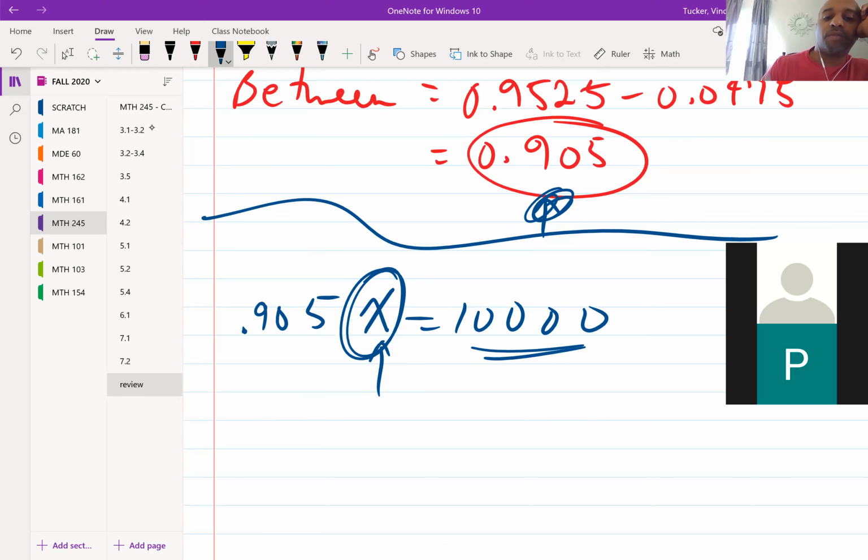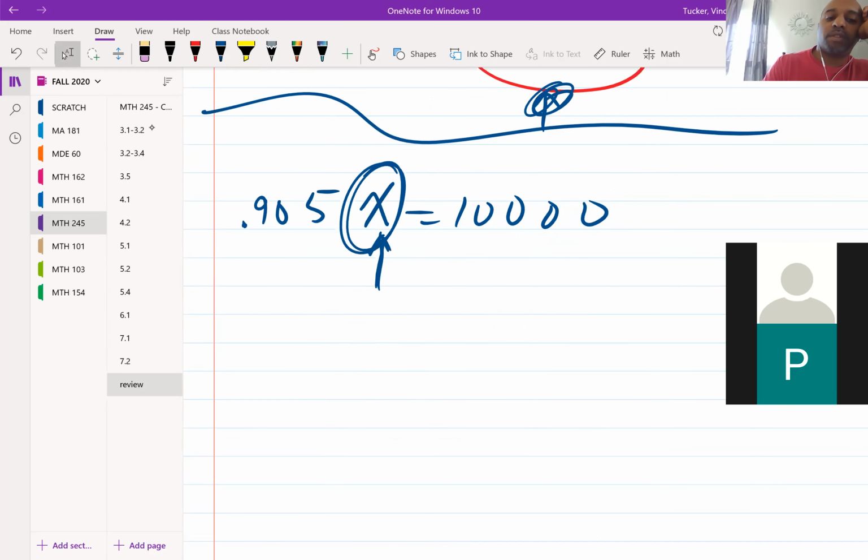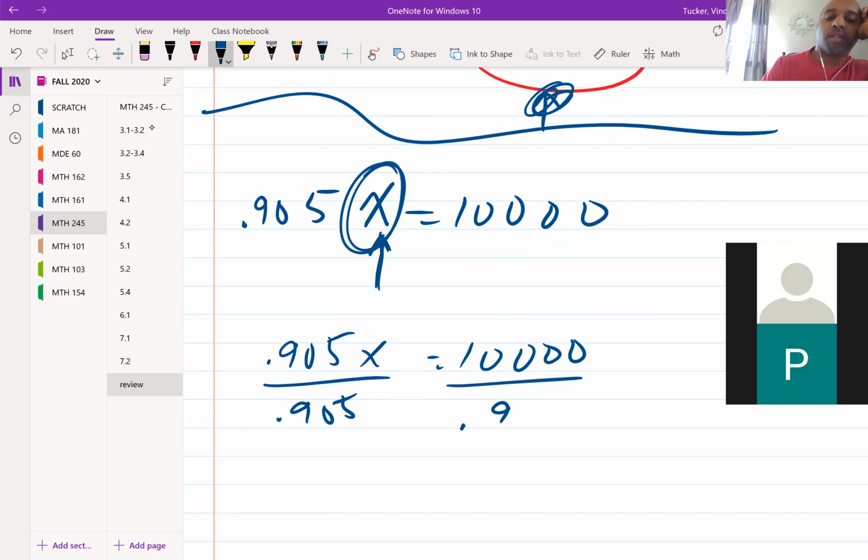So you ask yourself how many had to be shipped to us in order to expect to get the percentage of that 90%. So that's why it's set up this way. And then to solve it, you would divide by that 0.905. And so once you do that, your result would be 1150.